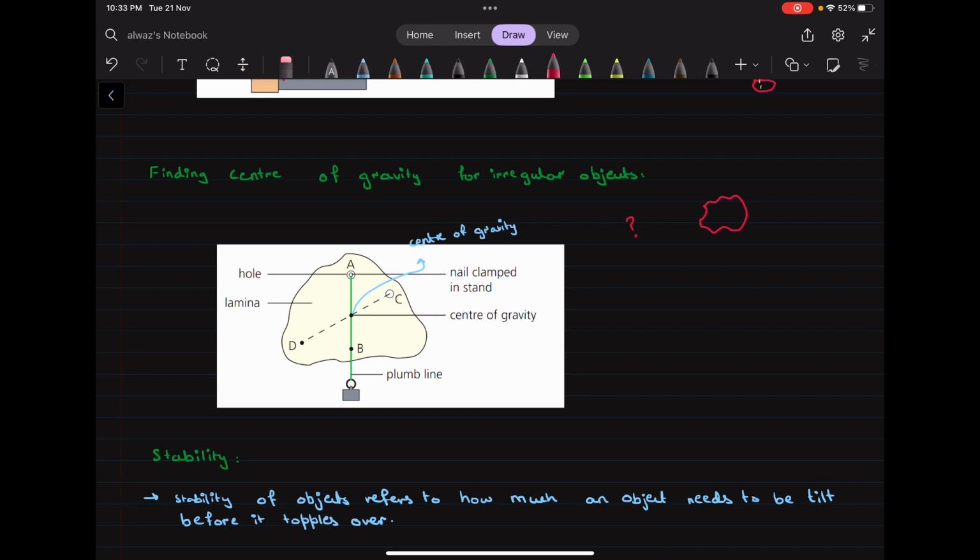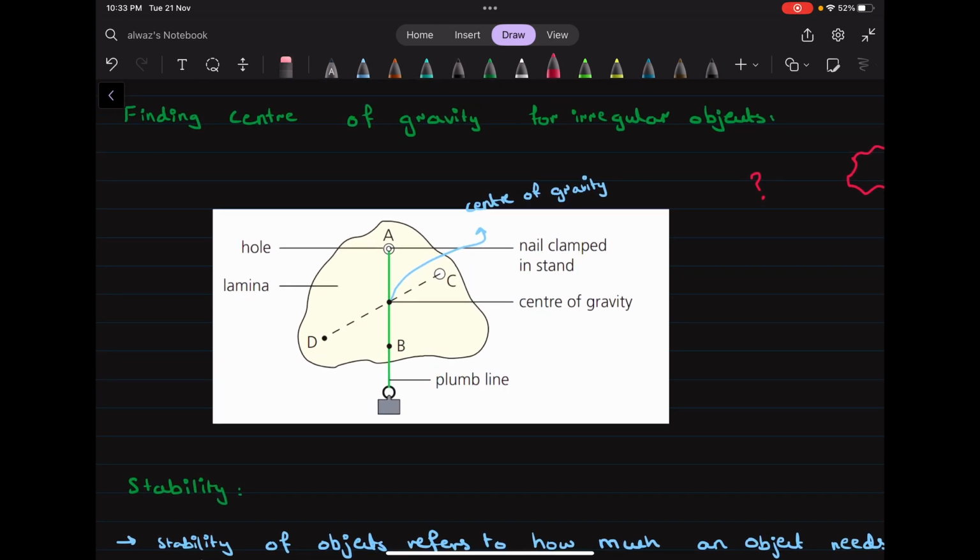Now we have an example here. This is an irregular cut piece of paper, and now we want to see where the center of mass for this paper will be. What we do is we make a few holes in the corner of the paper. We put the paper against a wall, and then we take a mass hung by a string, and we put the string in the holes. Like here they put the string in hole A. Now we let this mass go, and it will obviously fall down.